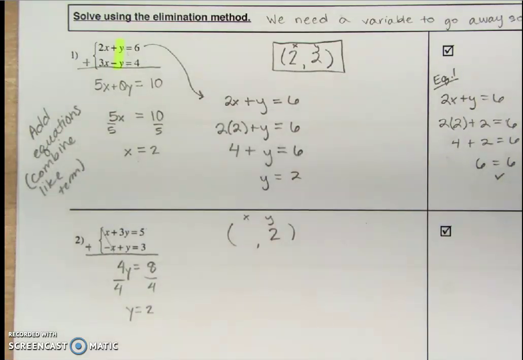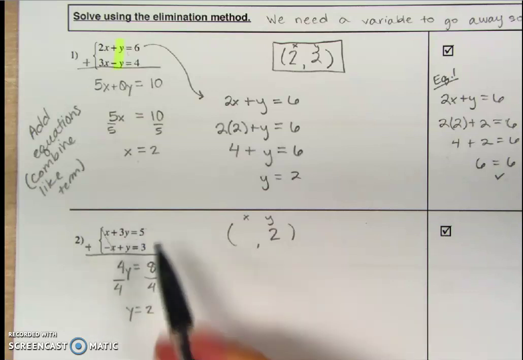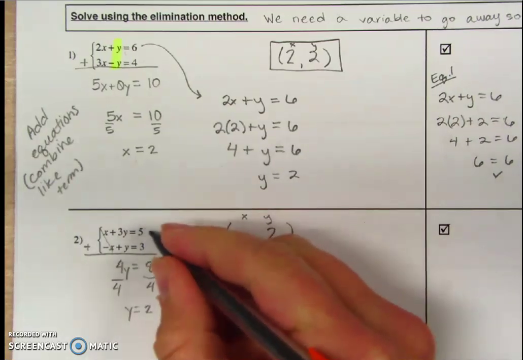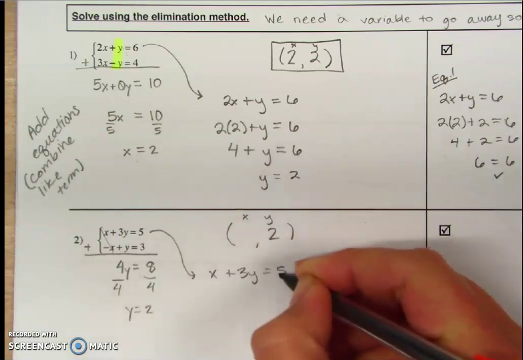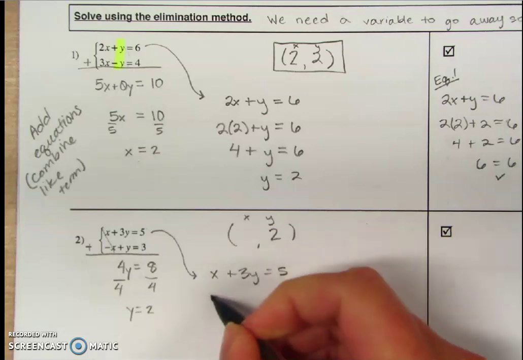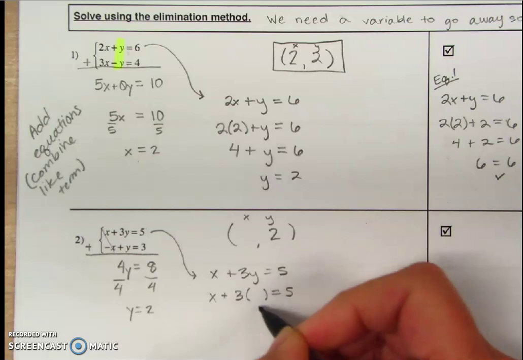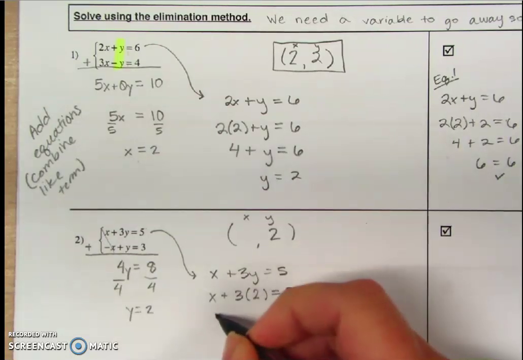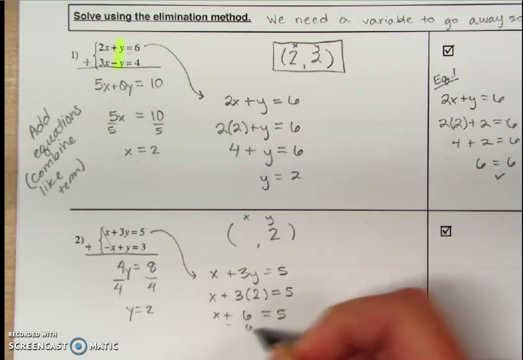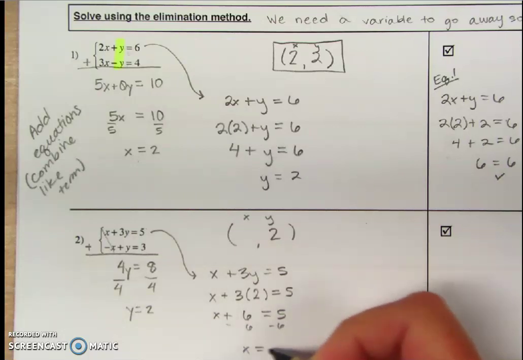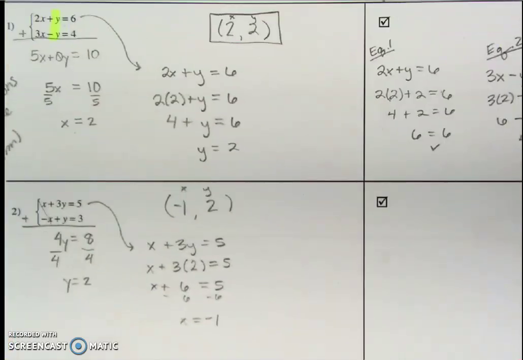Remember, we need an x and a y, so now we plug it in. I see a whole lot of positives in this top one, so I'm going to choose to use the top equation. So I'm going to rewrite this one. x plus 3y equals 5. I now know that y is 2, so I'm going to replace the y with a 2. So that means x plus 6 will equal 5. If I subtract 6 from both sides, we get that x is equal to negative 1. And we're already there. Now we check our answer.